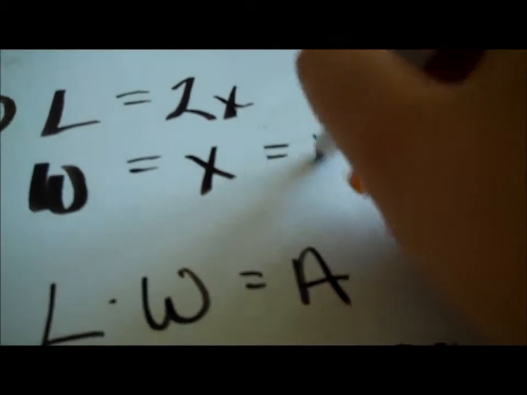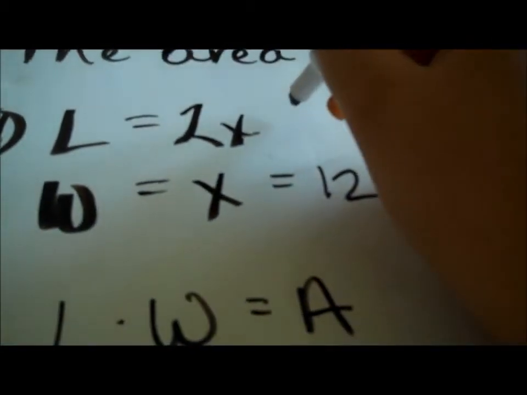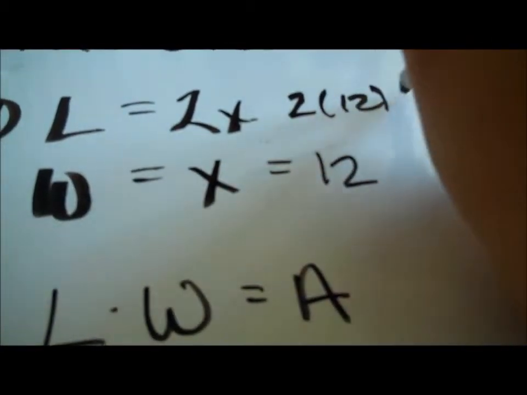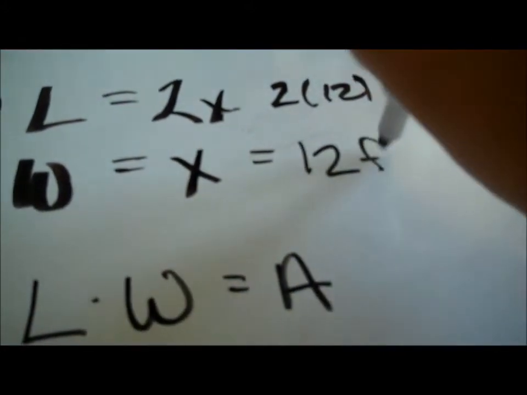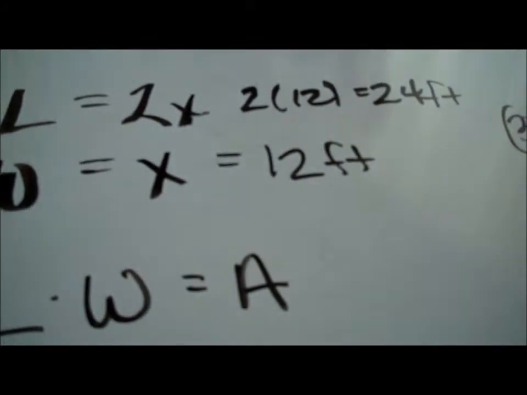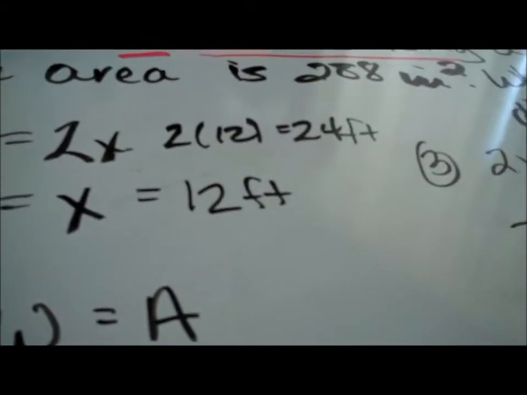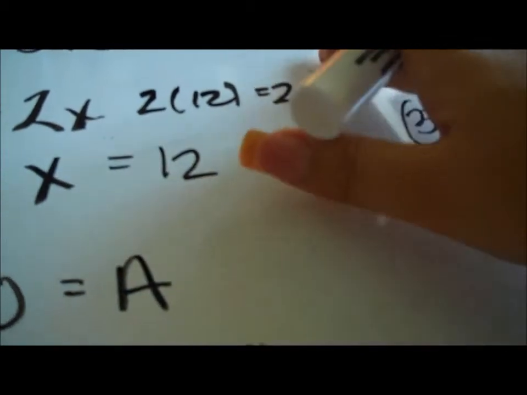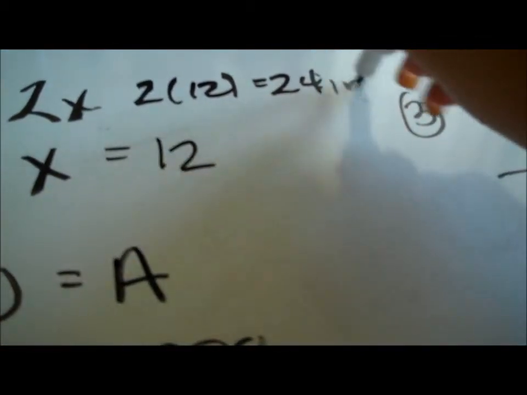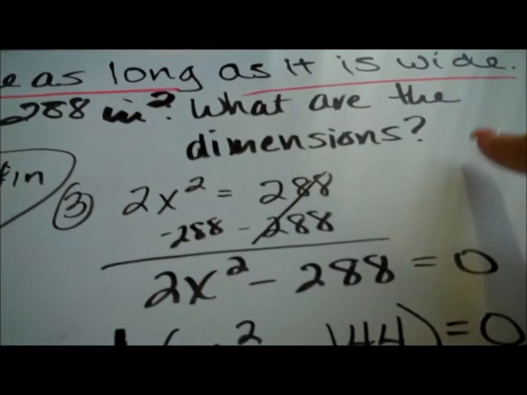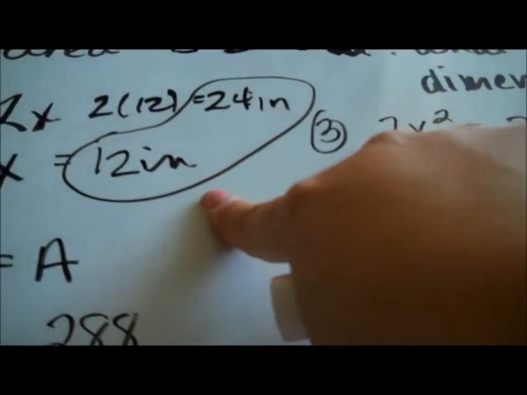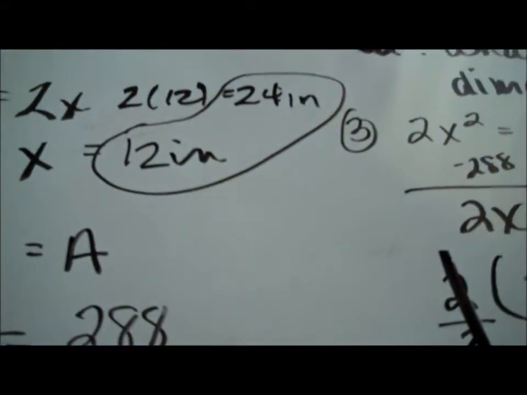So that means I'm going to substitute it back up here. My width is 12, and my length is 2 times 12, which is 24. And again, these are feet, because our area was in feet squared. Or sorry, not feet, inches. My bad. Inches. Okay. Always check to make sure that you've answered the question. The question is, what are the dimensions? The dimensions are 12 inches by 24 inches. And we're done.